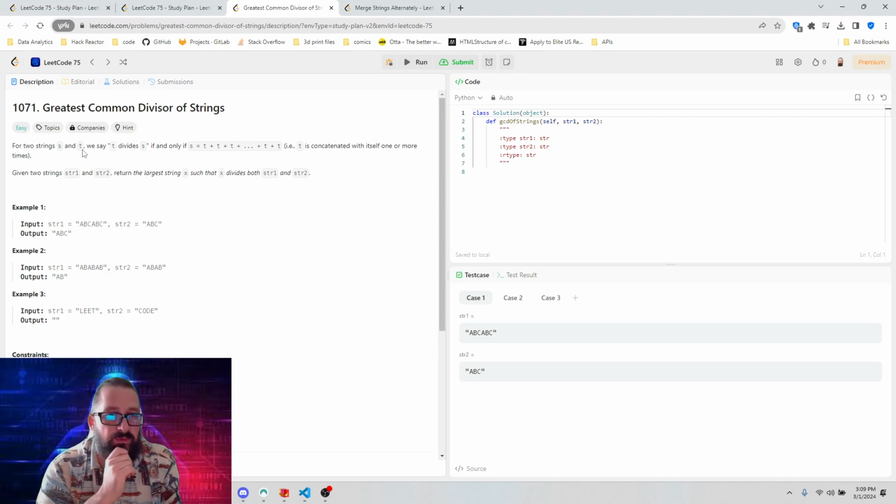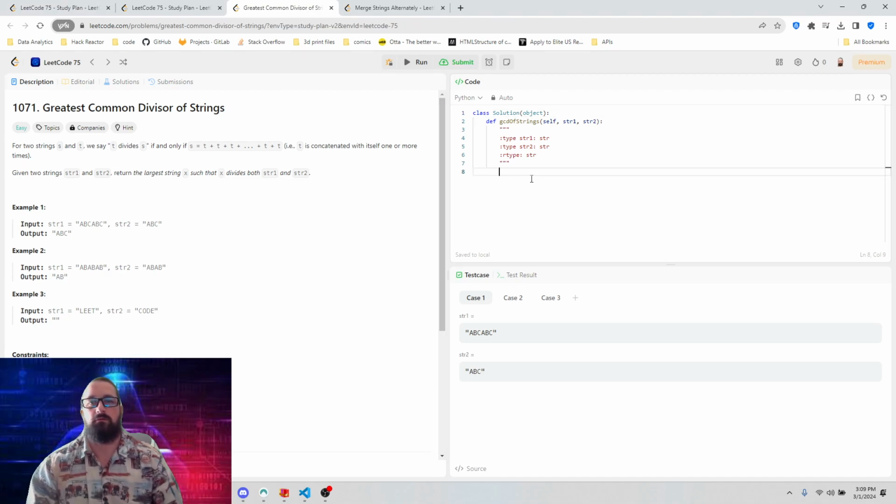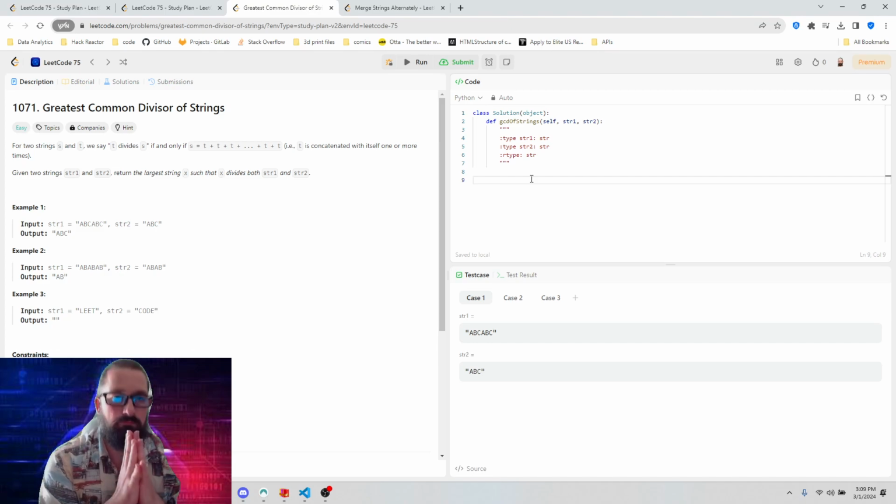So looking at the examples, we have ABC goes into ABC, ABC, ABAB, and ABAB, ABAB, AB. Leet and code has nothing. Okay, so if I check and find any, this is not a straightforward answer. Return the largest string.